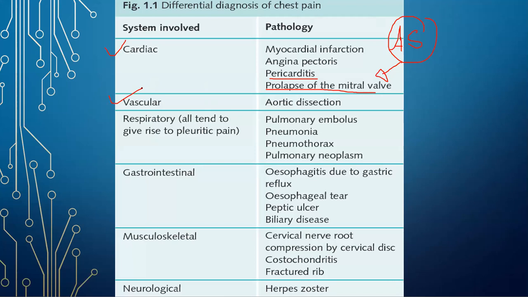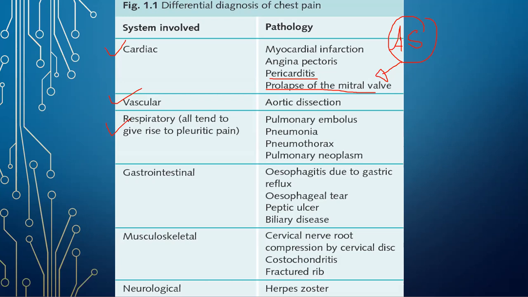Vascular: aortic dissection is a very, very important cause of chest pain, especially an elderly patient coming to you with a central chest pain which is radiating to the back or in between the shoulder blades, and it feels like something tearing or shearing the heart. That's your aortic dissection.